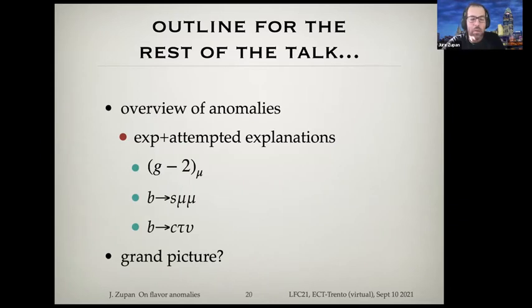All right, so what I'll do in the rest of this talk is go over each of these anomalies, about the experimental situation, and then what this implies for the theory explanation. So I'll start with G minus 2 of the muon, then I'll move on to B to S mu plus mu minus. Then we'll go to B to C tau nu, and then we'll try to see what happens if you try to connect one or two or all of these anomalies.